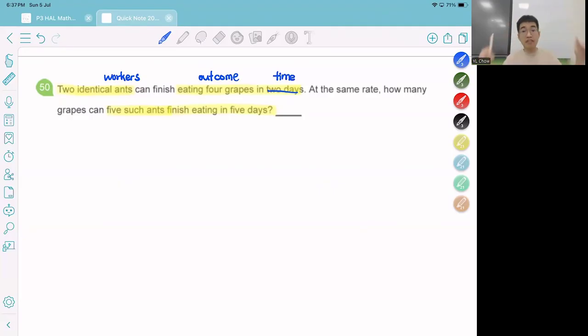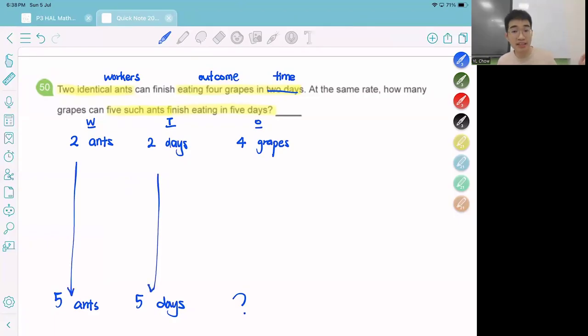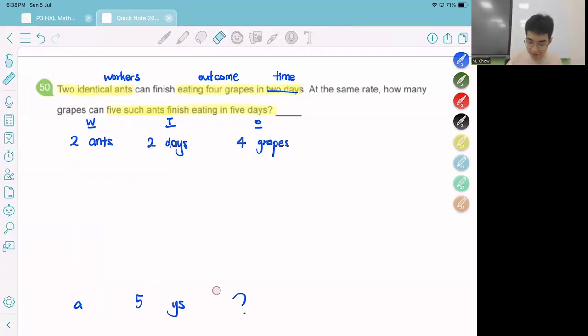So in order to better visualize the information, let me just write it down. Two ants is the worker, can finish eating 4 grapes in 2 days. So two ants, if you give them 2 days, they can finish eating 4 grapes. Now, our target is we want 5 ants, 5 days. How many grapes? So it seems like I need to change both the worker and the time at the same time. Right. So before that, Teacher Yong Lam would like to share with you a trick.